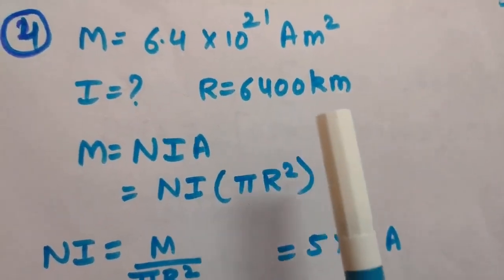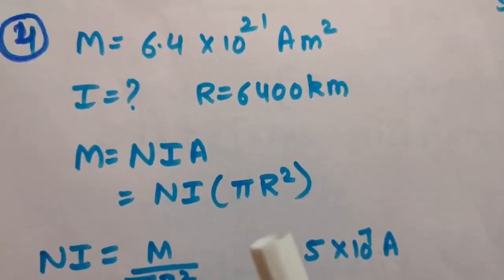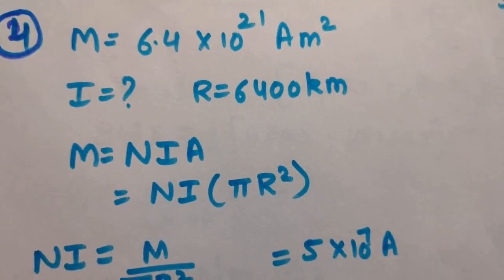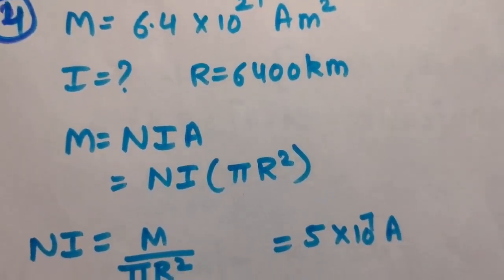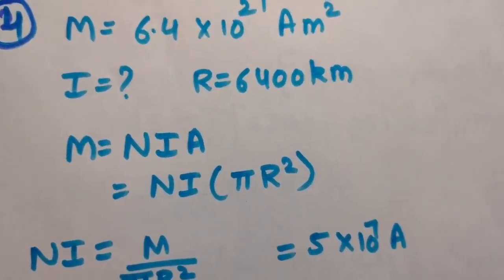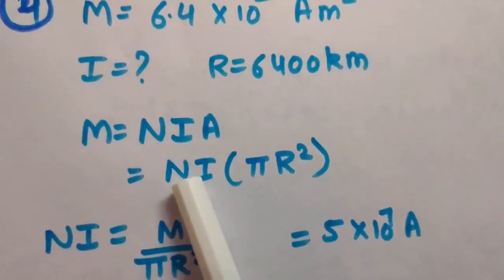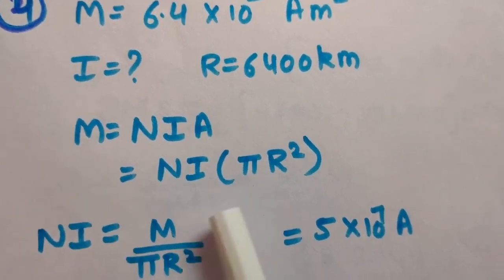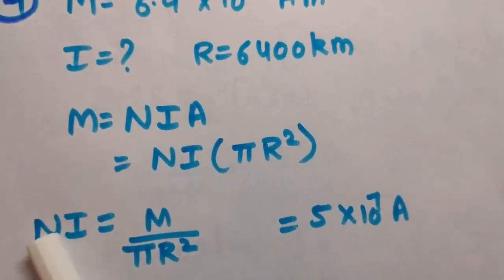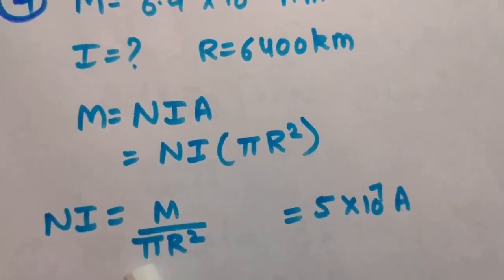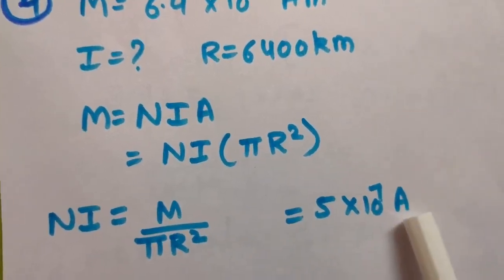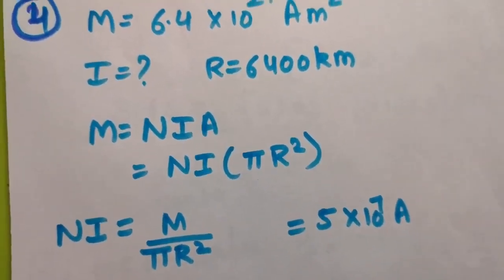So the question is saying consider it to be due to a current loop wound around the magnetic equator of the Earth. So you know the magnetic moment for a current loop is NIA, and area is pi r square. Okay, so let us take N to be 1. So I will come to be m upon pi r square for N equal to 1. So by putting all the values you will get 5 into 10 to the power 7 amperes.